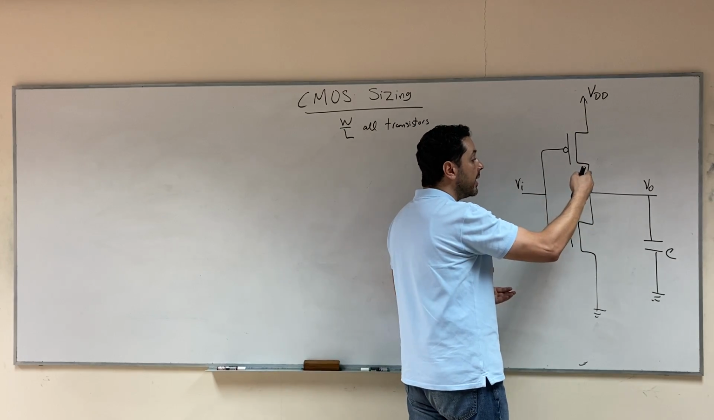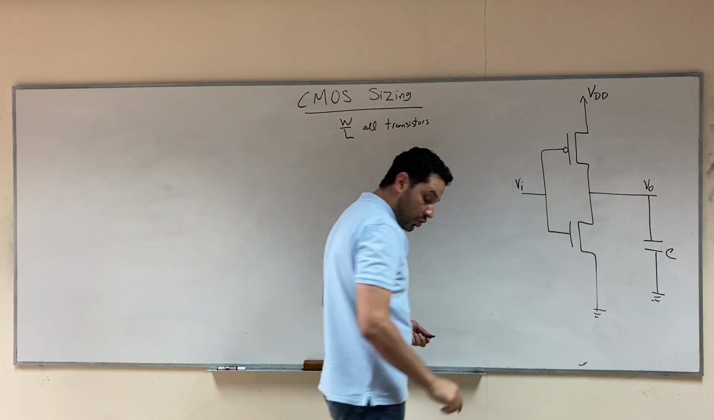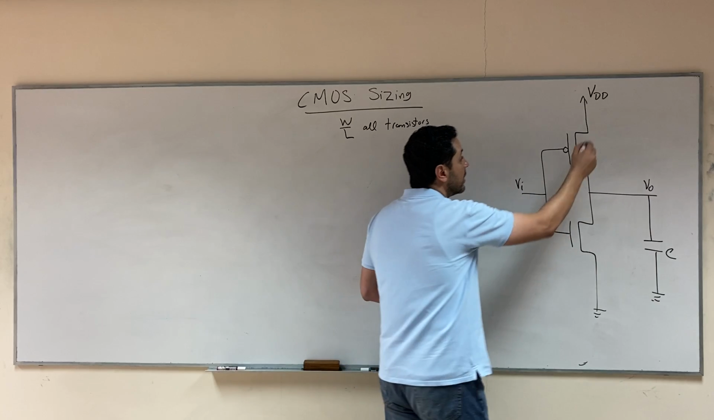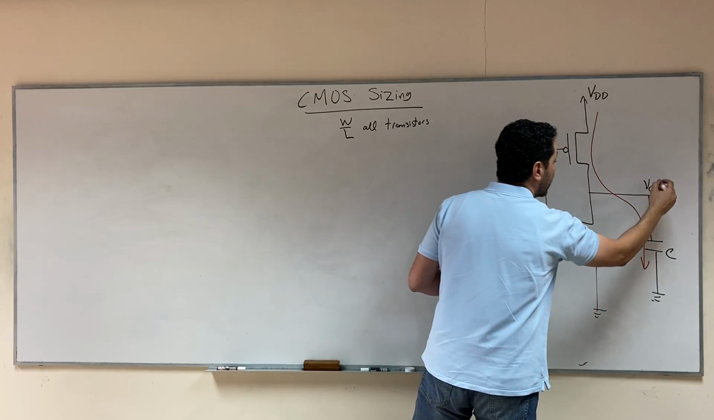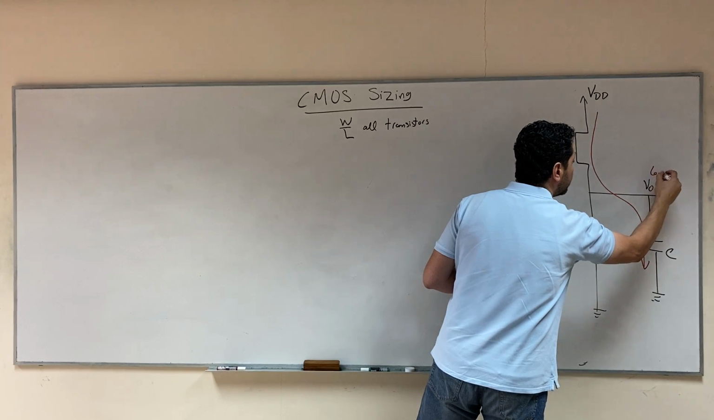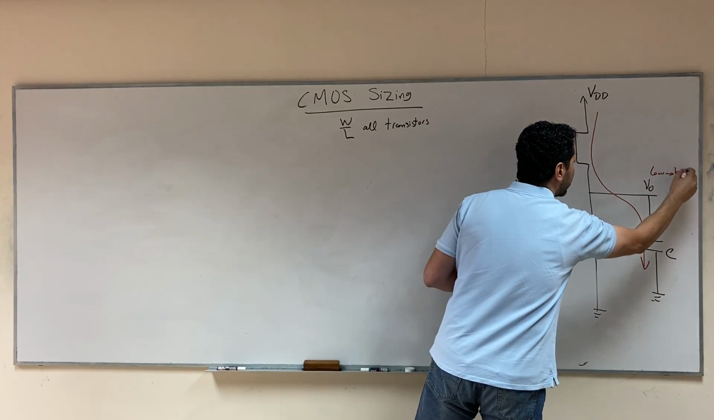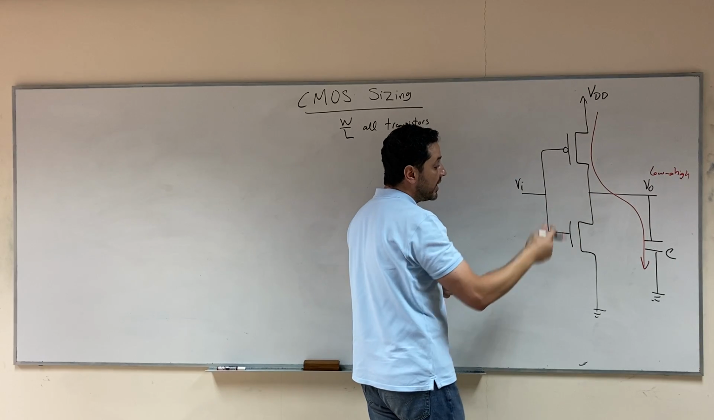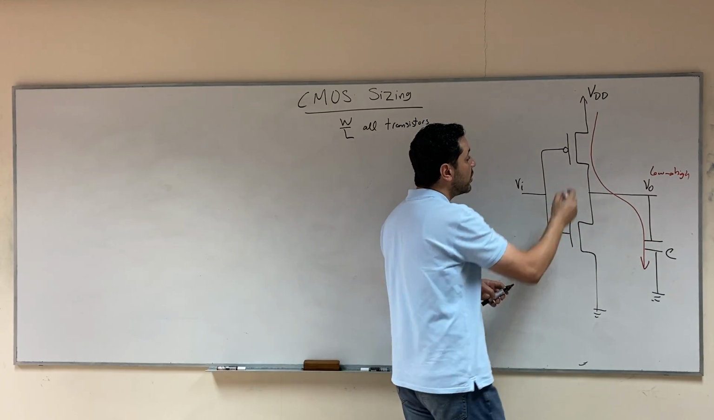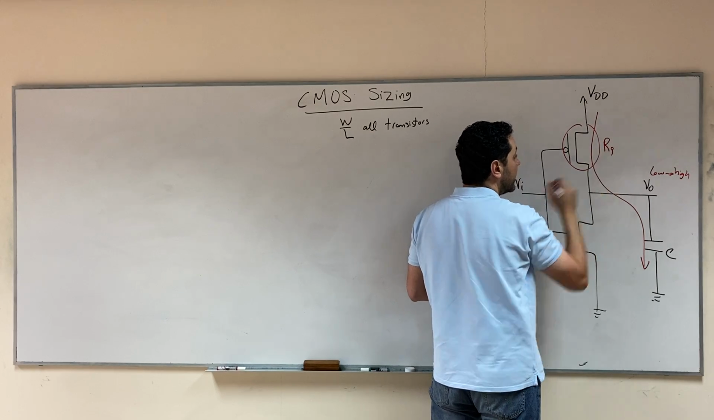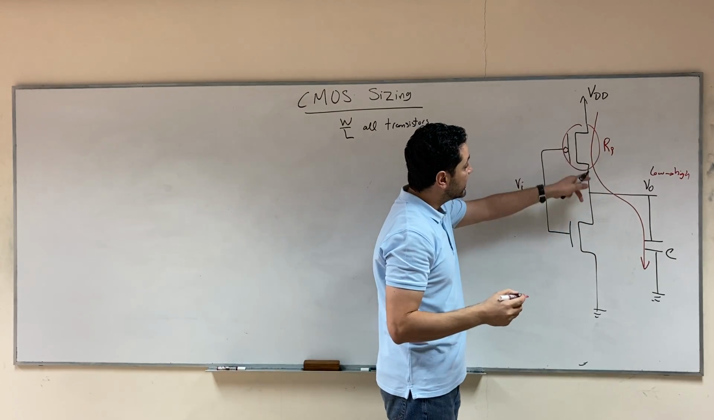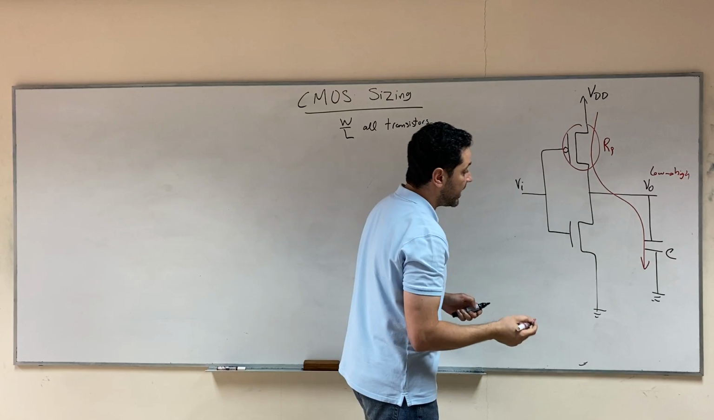This will cause a capacitance to appear, and when the output wants to change from low to high, the capacitor is going to charge through the PMOS transistor. When it charges, it will charge through the resistance of the PMOS transistor. Let's call it Rp. So it will see the resistance of this transistor, which is Rp.